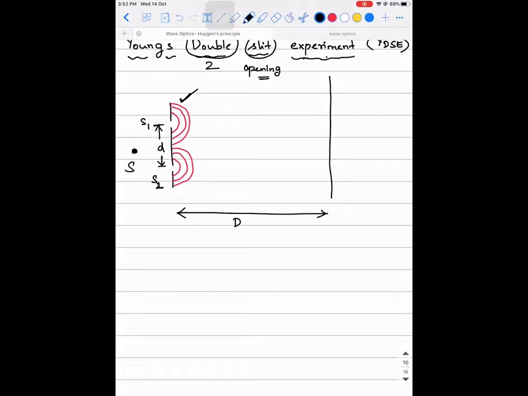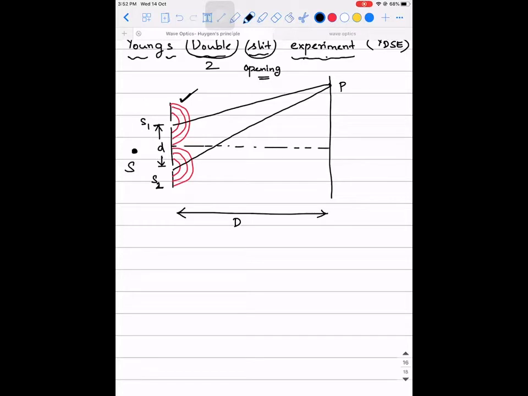There will be infinite rays, because to these spherical wavefronts we can draw an infinite number of rays which are perpendicular to it. Out of those infinite rays, I am considering one ray which is hitting the screen. Similarly, from S2 also there will be infinite rays, out of which I am considering one ray which is hitting the screen, let's say at point P.